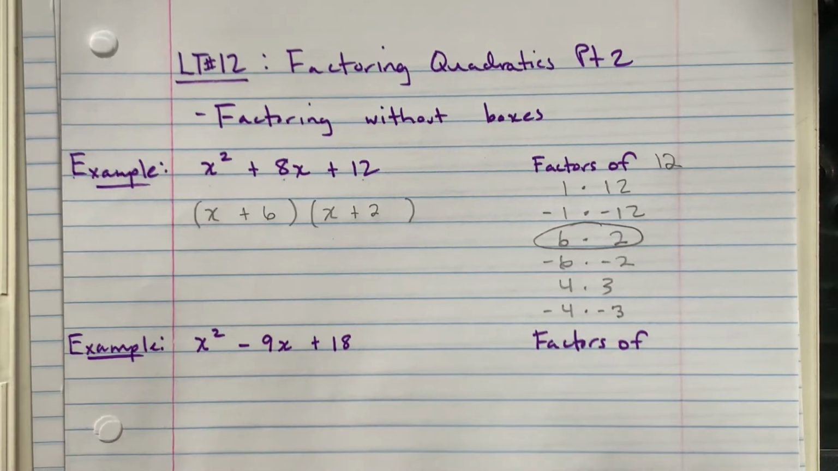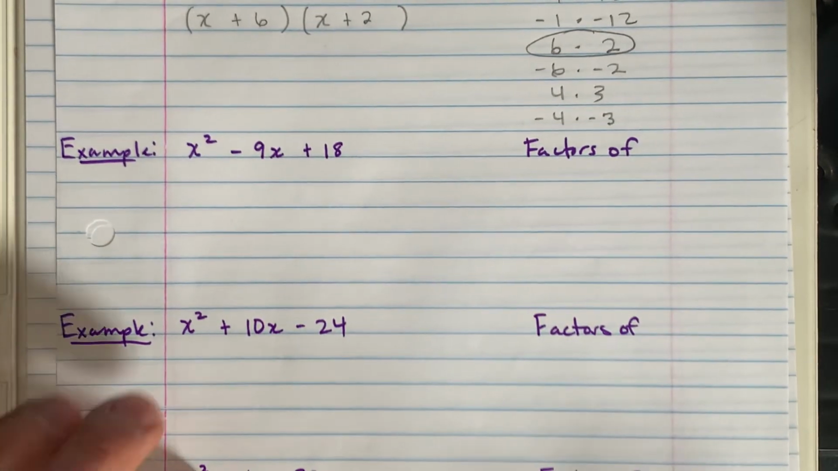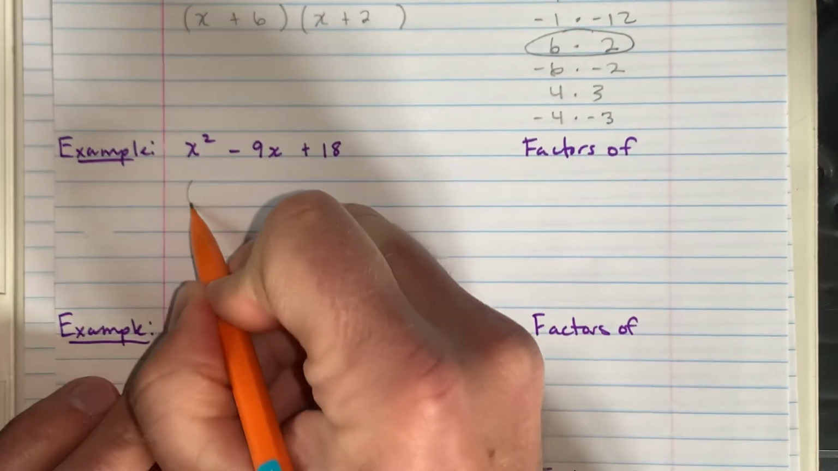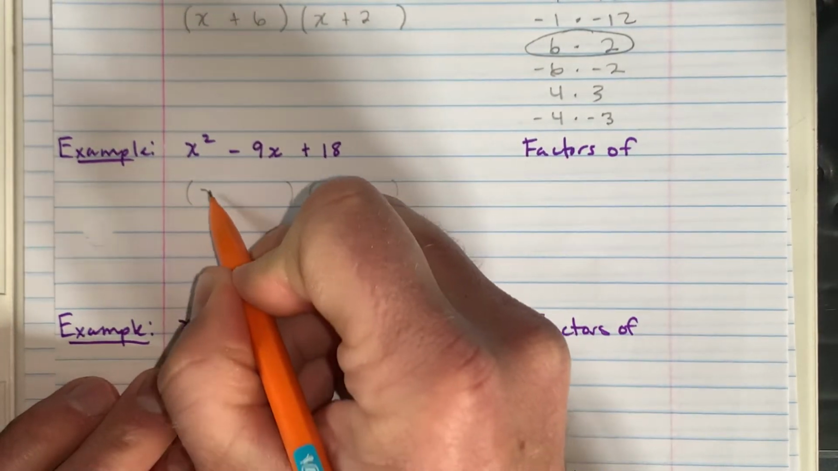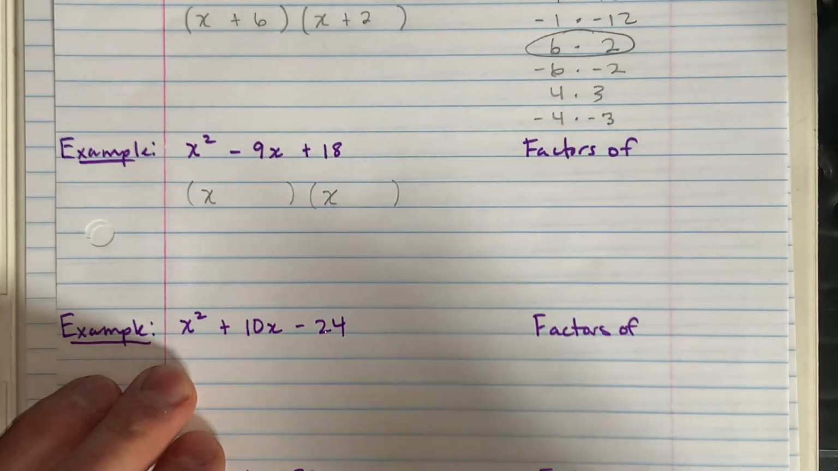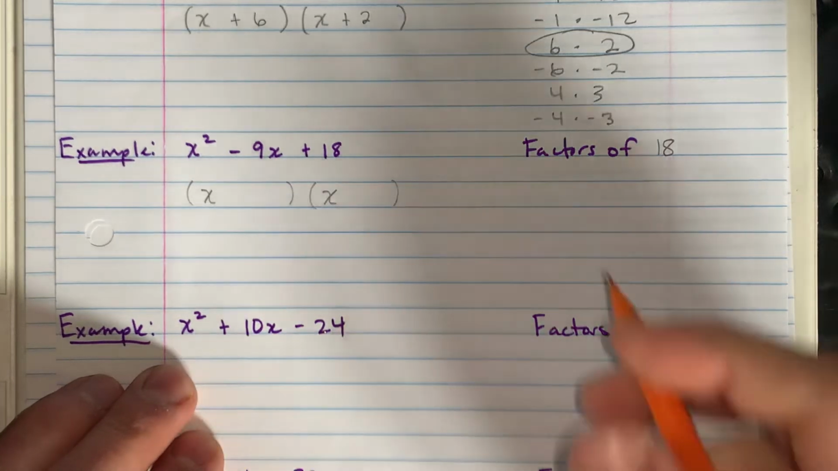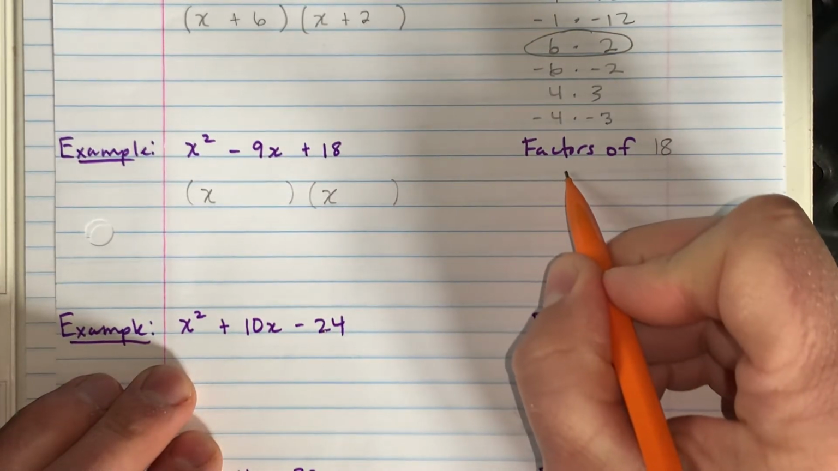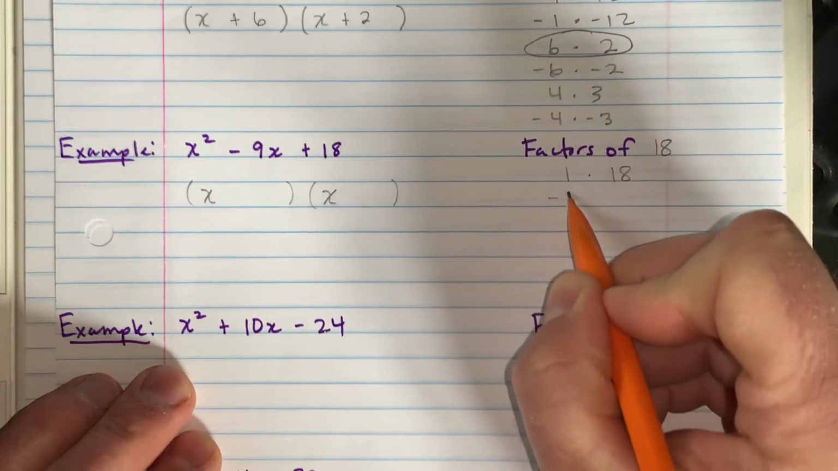Okay, second example. In this case, we're looking for our factors of positive 18. Okay, and if you want to, pause the video, feel free to do that. Give it a try on your own and just check in.